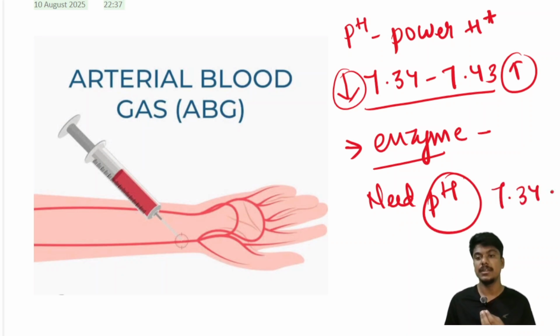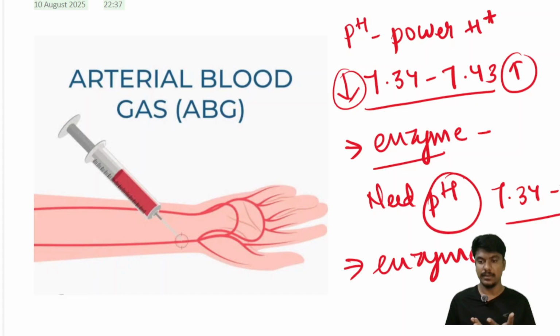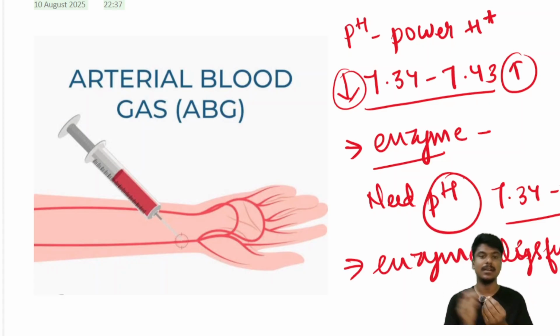That is your normal pH, 7.34 to 7.43. Only in this range will the enzymes work properly. If this pH is altered, there will be enzyme dysfunction, so the enzymes will not work. I'm giving you an example: in sepsis, in infection, what will happen? There will be altered pH, meaning there will be acidosis, lactic acidosis.